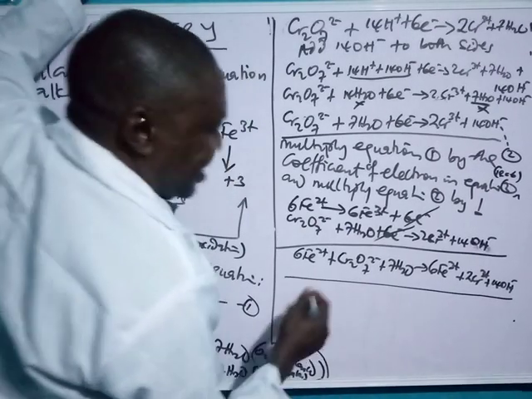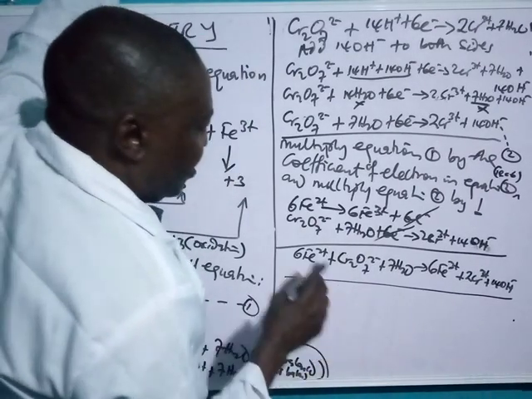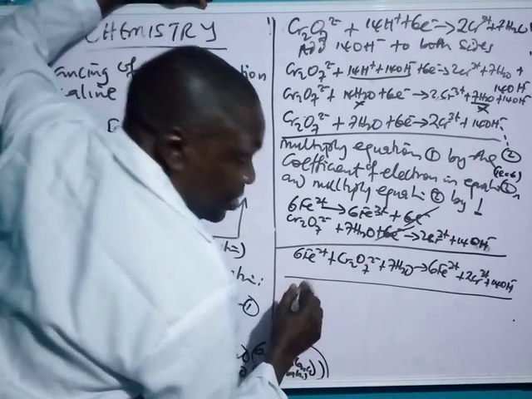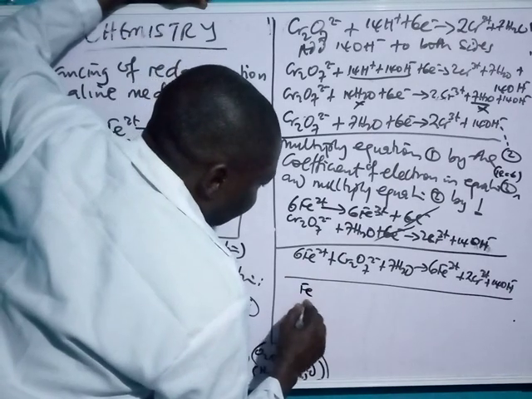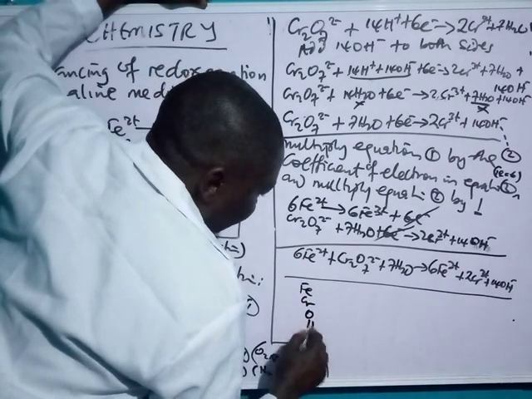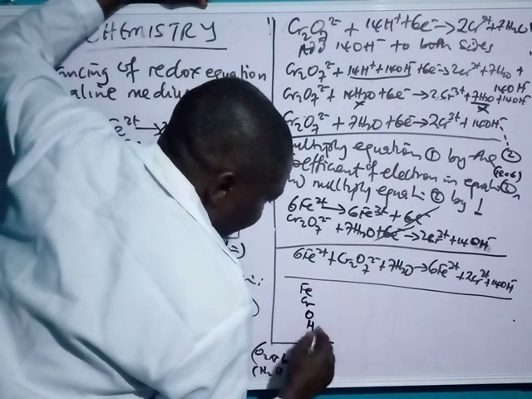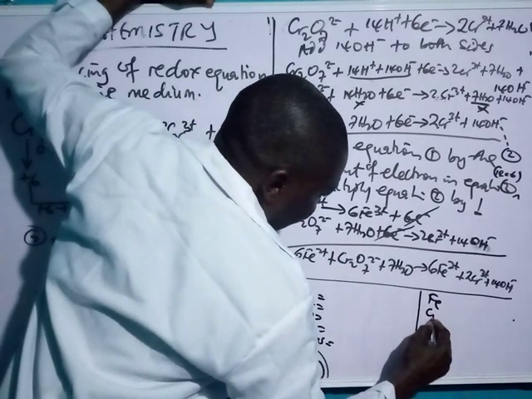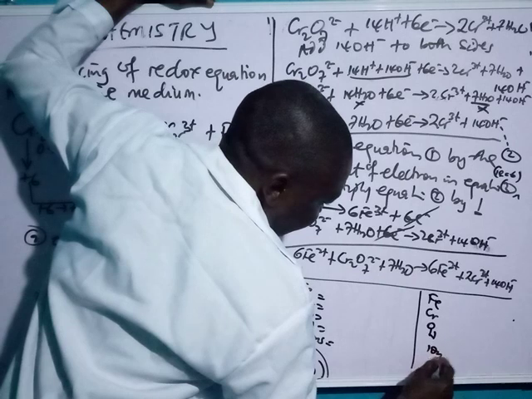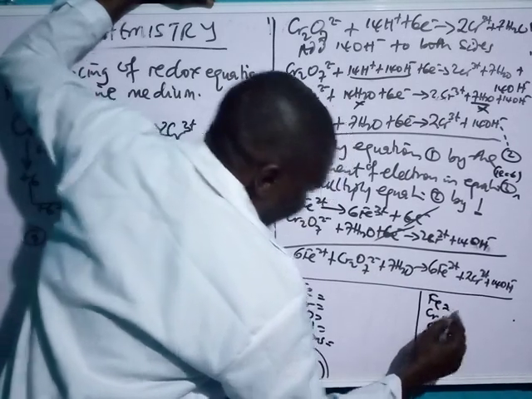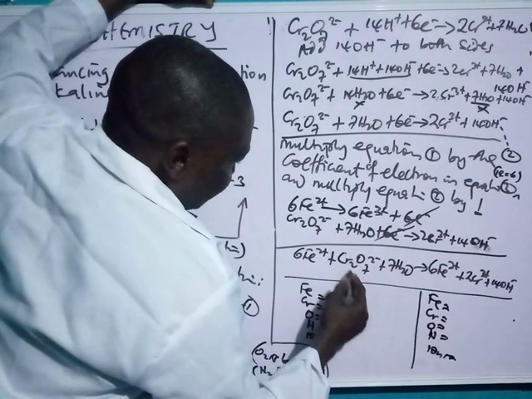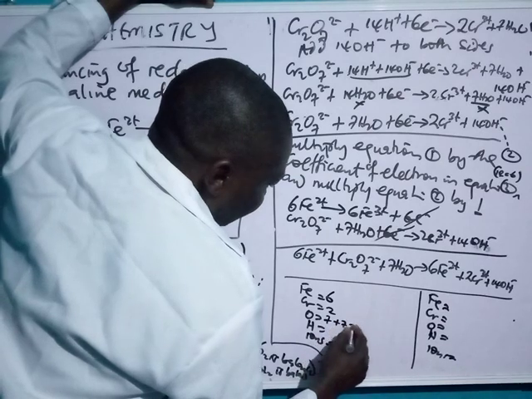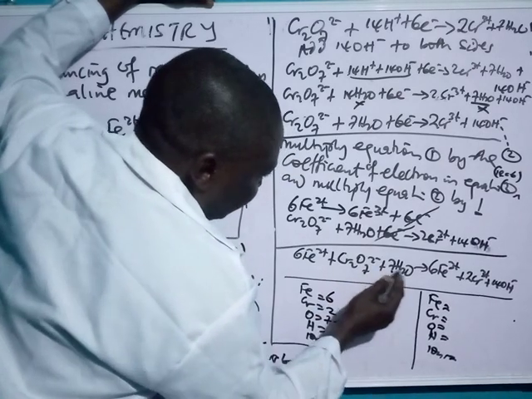If the right-hand side is different from the left-hand side in any ion, element, or group of atoms, then it is wrong. Let's bring out the elements individually and use the atom count method: Fe, Cr, O, H, then ions. Use the demarcation line. Iron here is 6, chromium is 2, oxygen is 7 plus 7, which is 14. That's from the 7 molecules of water plus the 7 in dichromate.